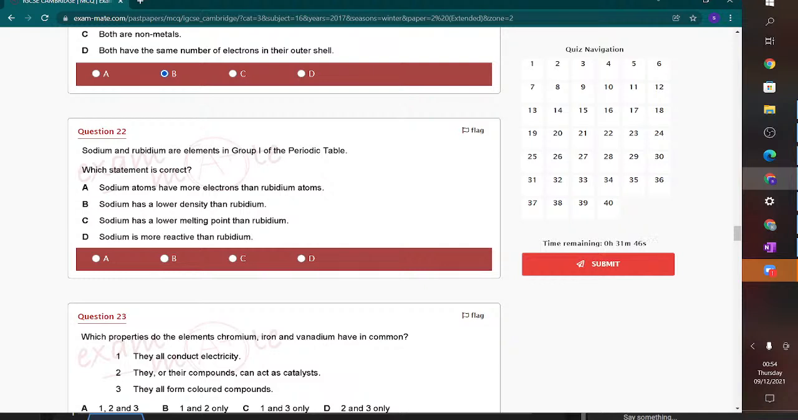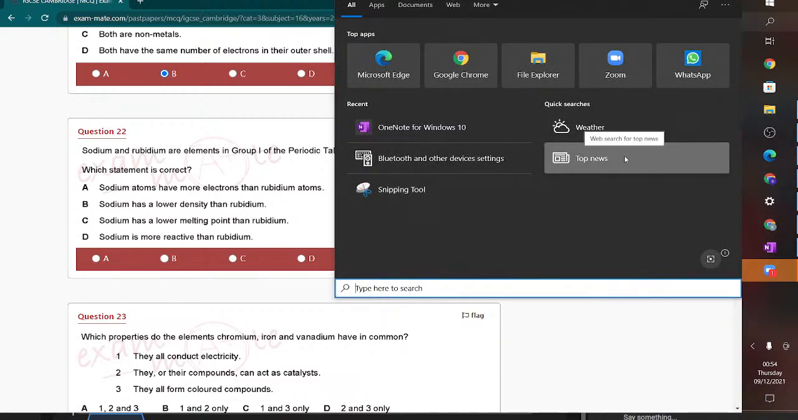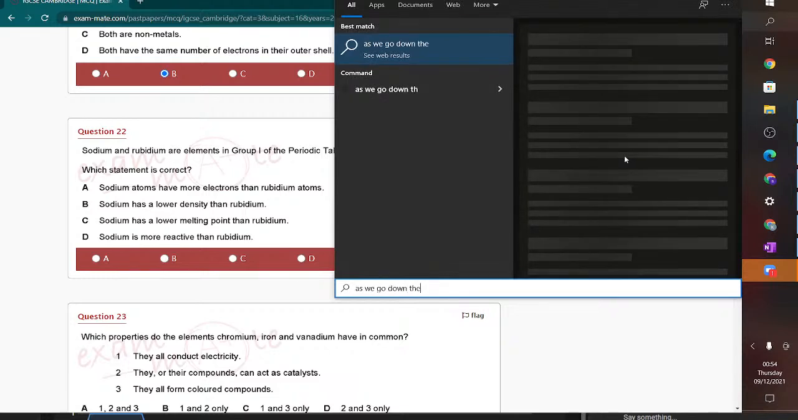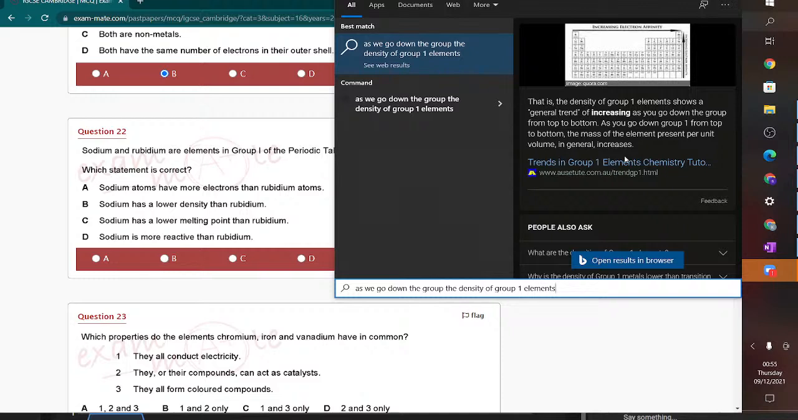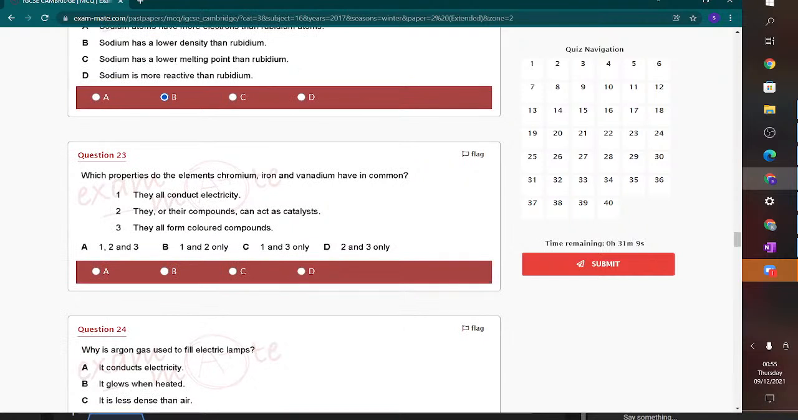as we go down the group, does the density of group 1 elements decrease or increase? Let me just check. Increases. So okay, if the density is increasing, that means sodium has lower density than rubidium. The answer is B.